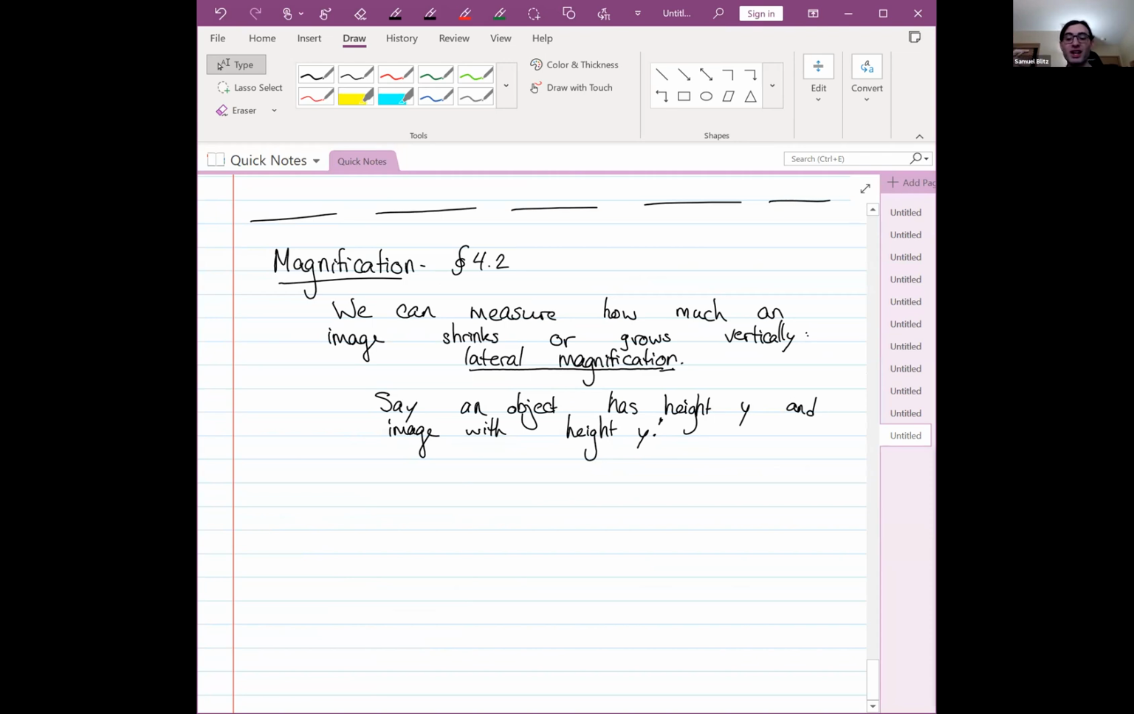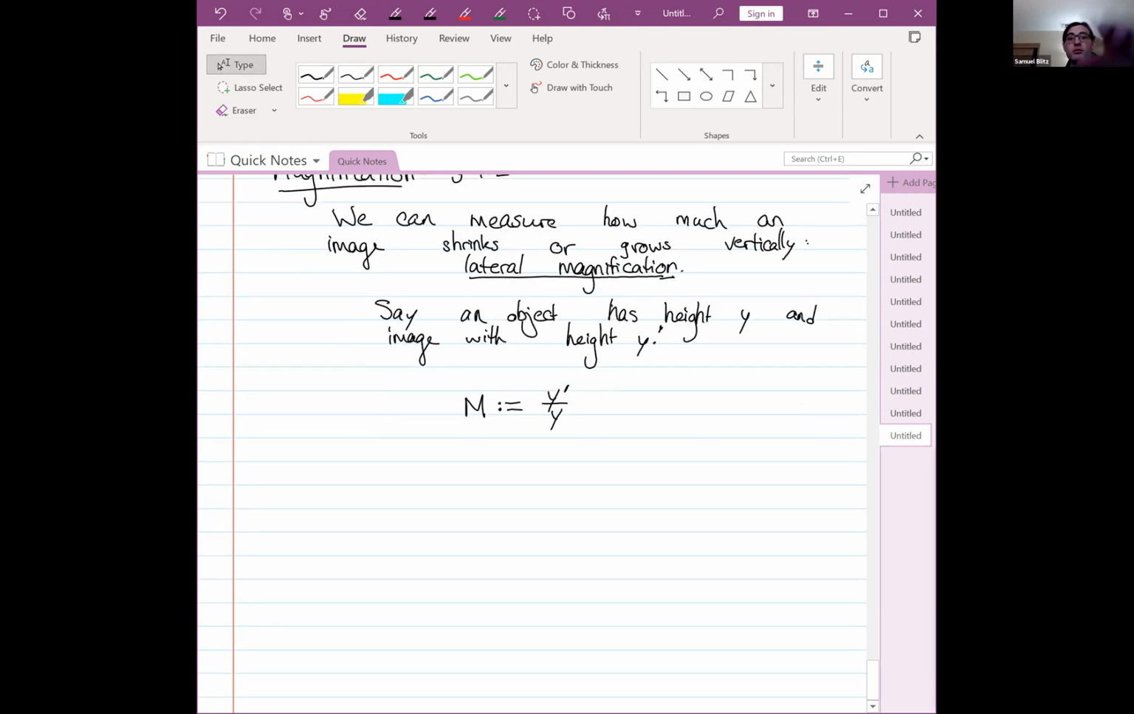Sorry about that. If an object has height y, and the image has height y prime, then we can define m, the lateral magnification. A three-bar equal sign means define. Let me use a different notation. Colon equals means it's defined to be. Those of you who are programmers might be familiar with this. It's defined to be y prime divided by y. So basically, it's just the ratio of the heights. If the magnitude of m is greater than 1, then the image grows. If the magnitude is less than 1, then the image shrinks. The image is smaller than the object, and vice versa.